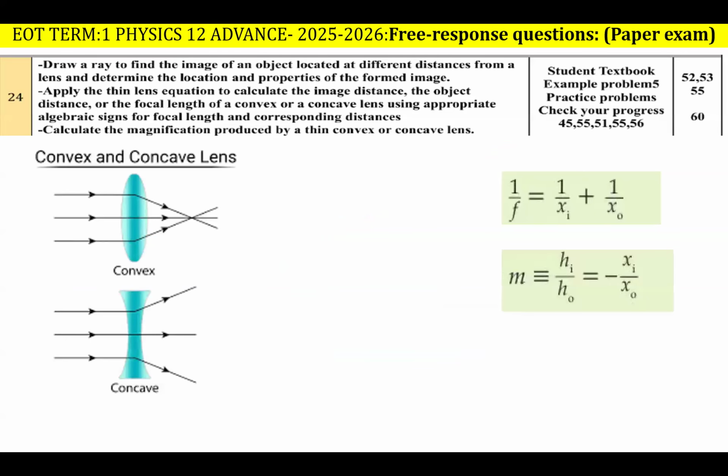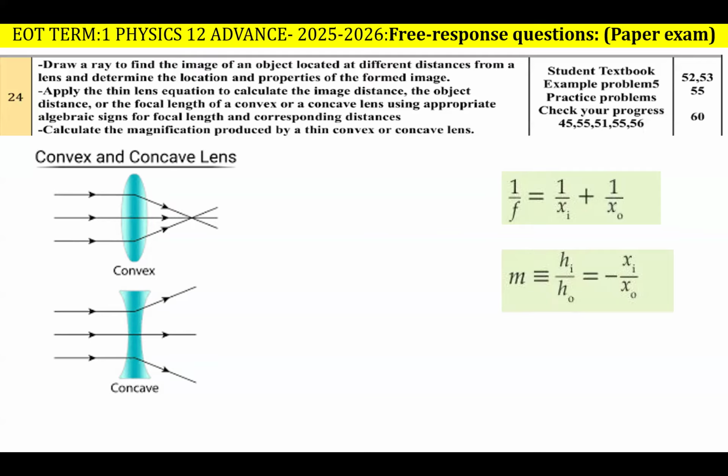Okay, that's it. Now the next one is the thin lens formula. We may have to solve problems by using this thin lens formula. When we use this formula, you will have to make sure you choose the focal length, image distance, and object distance correctly, because they have a sign convention.